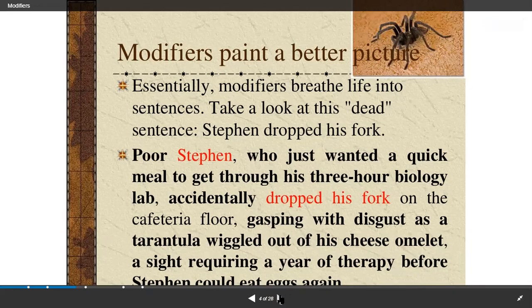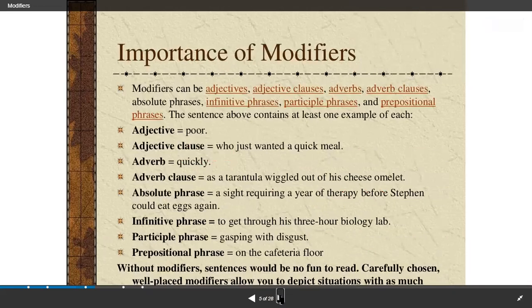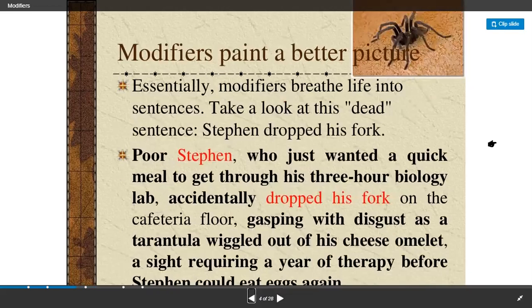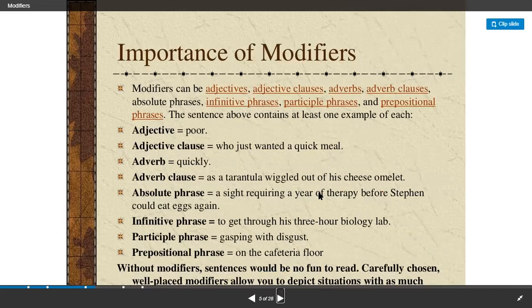This gasp in fear like that? Like gasping with disgust, like, yes, exactly. So all of these words right here, my girls, what do we call them? Modifiers. So the adjective, we call it a modifier. The adverbs, we call them modifiers. The prepositional phrase, we call it a modifier. The adjective phrase, we call it a modifier.